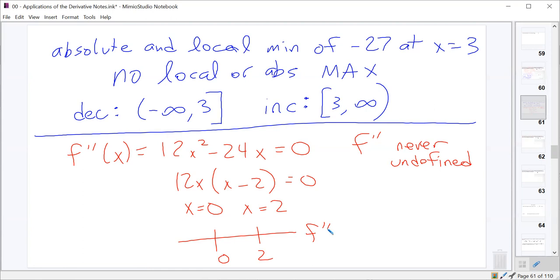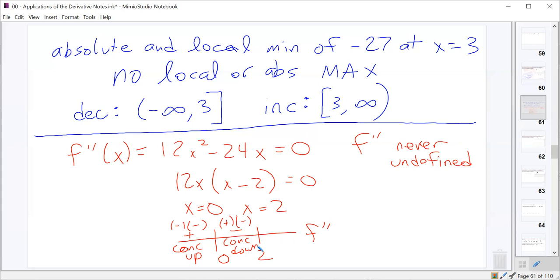So if I take a negative number, something to the left of 0, and plug it in, 12 times a negative is negative, and a negative number minus 2 is negative, which a negative times a negative gives us a positive, telling us on this interval from negative infinity to 0, our function is concave up. If we test something between 0 and 2, like 1, 12 times x, a positive number, but 1 minus 2 is negative, leaving us with a negative value, telling us our function is concave down between 0 and 2.